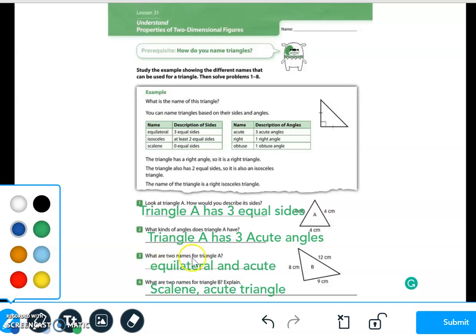It says, what are the 2 names for our triangle? Because all of the sides are the same, this is going to be an equilateral triangle. And because all of the angles are acute, this is going to be an acute triangle.